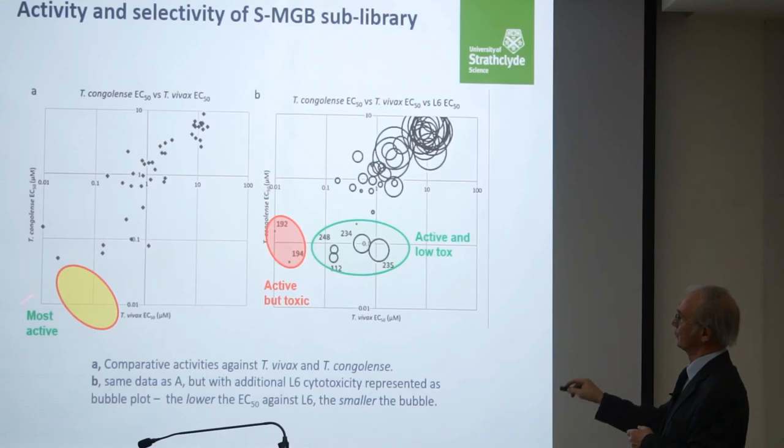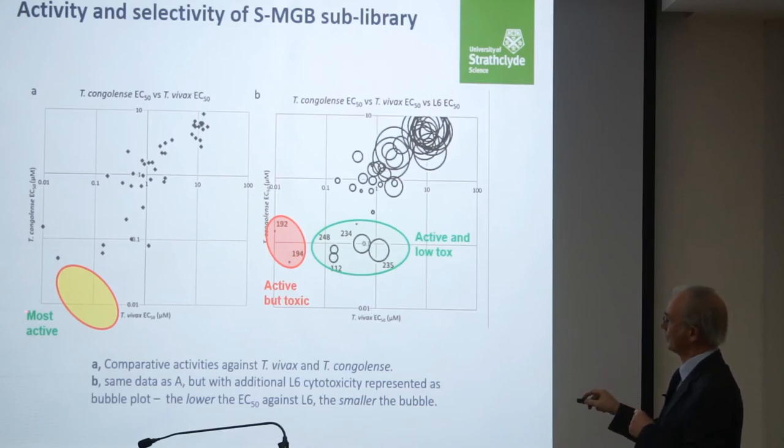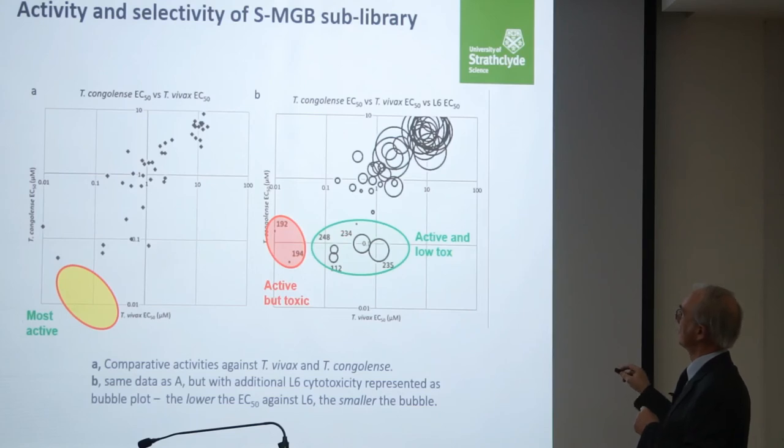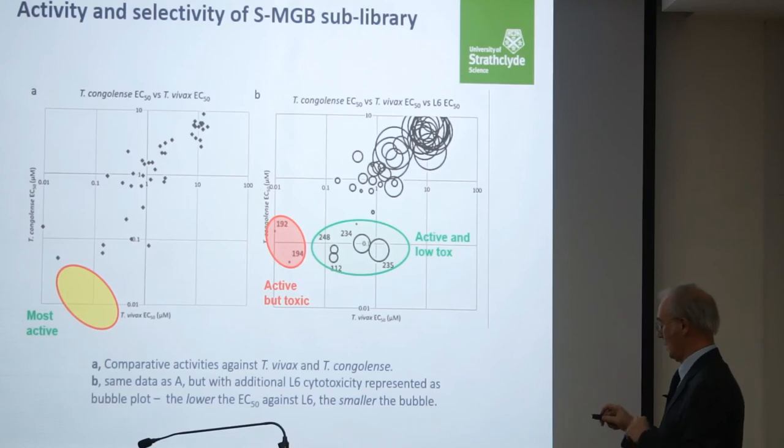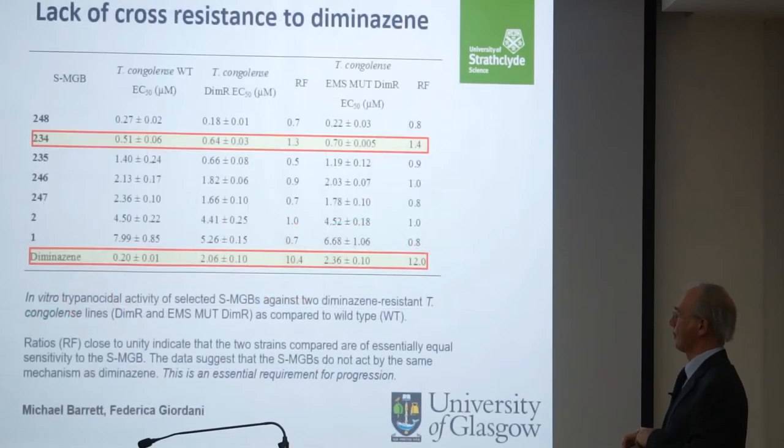Not surprisingly, it's a sort of a straight line. If one's good on one, it's good on another, but that's not always the case. The most active compounds are down here, so we want to get as far into this yellow region as we can with our compounds. 234, 235, 248 are in this region, so they are active, and the bigger the bubble that's been put on the third dimension of this plot, the less toxic the molecule is. So we do have more active compounds, but with the small dots, we can see that they are too toxic for further investigation.